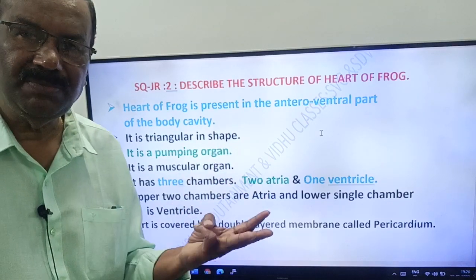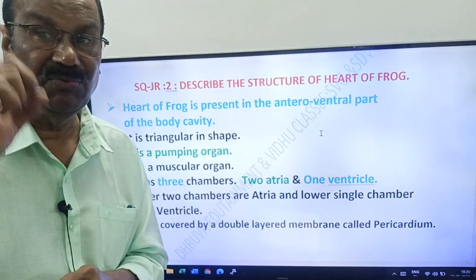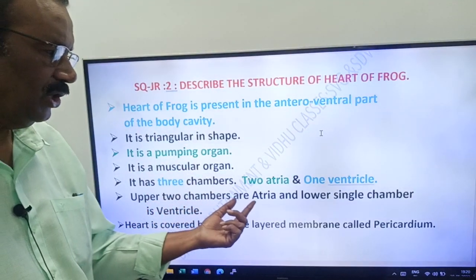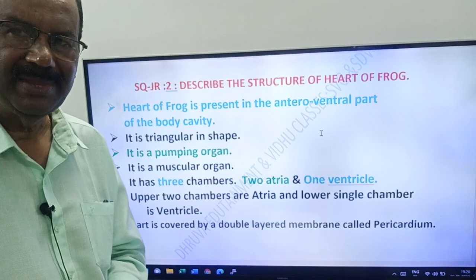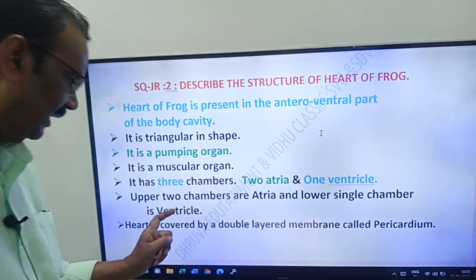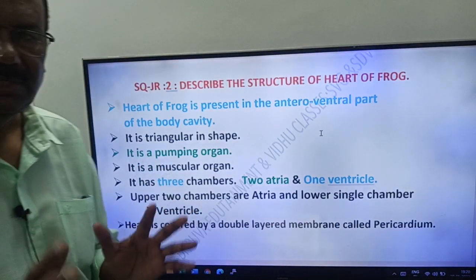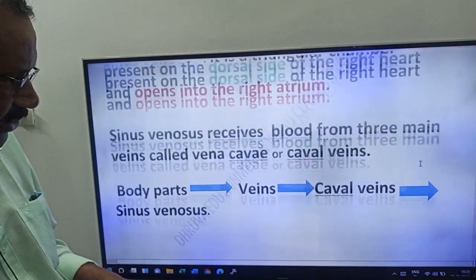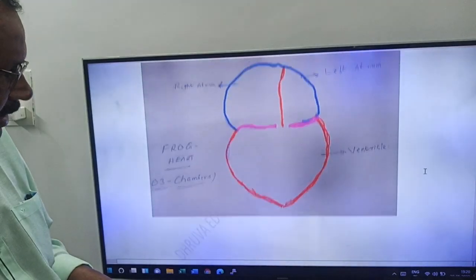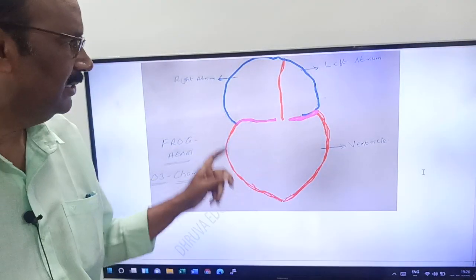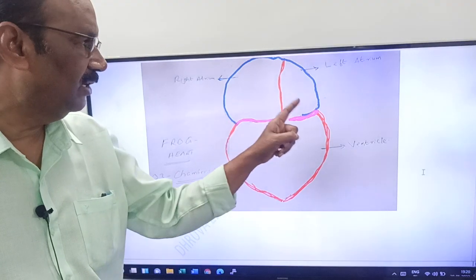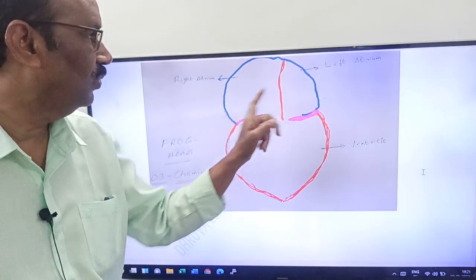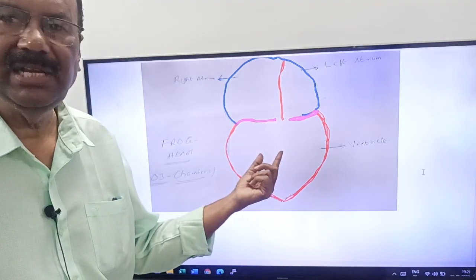What are those 3 chambers? 2 atria and 1 ventricle. Then come to what are atria, friends? The upper 2 chambers are atria and the lower single chamber is ventricle. See, this is the heart of frog. Here how many chambers are there in the upper side? The upper side has 2 chambers. These 2 are atria and the lower is a single ventricle.